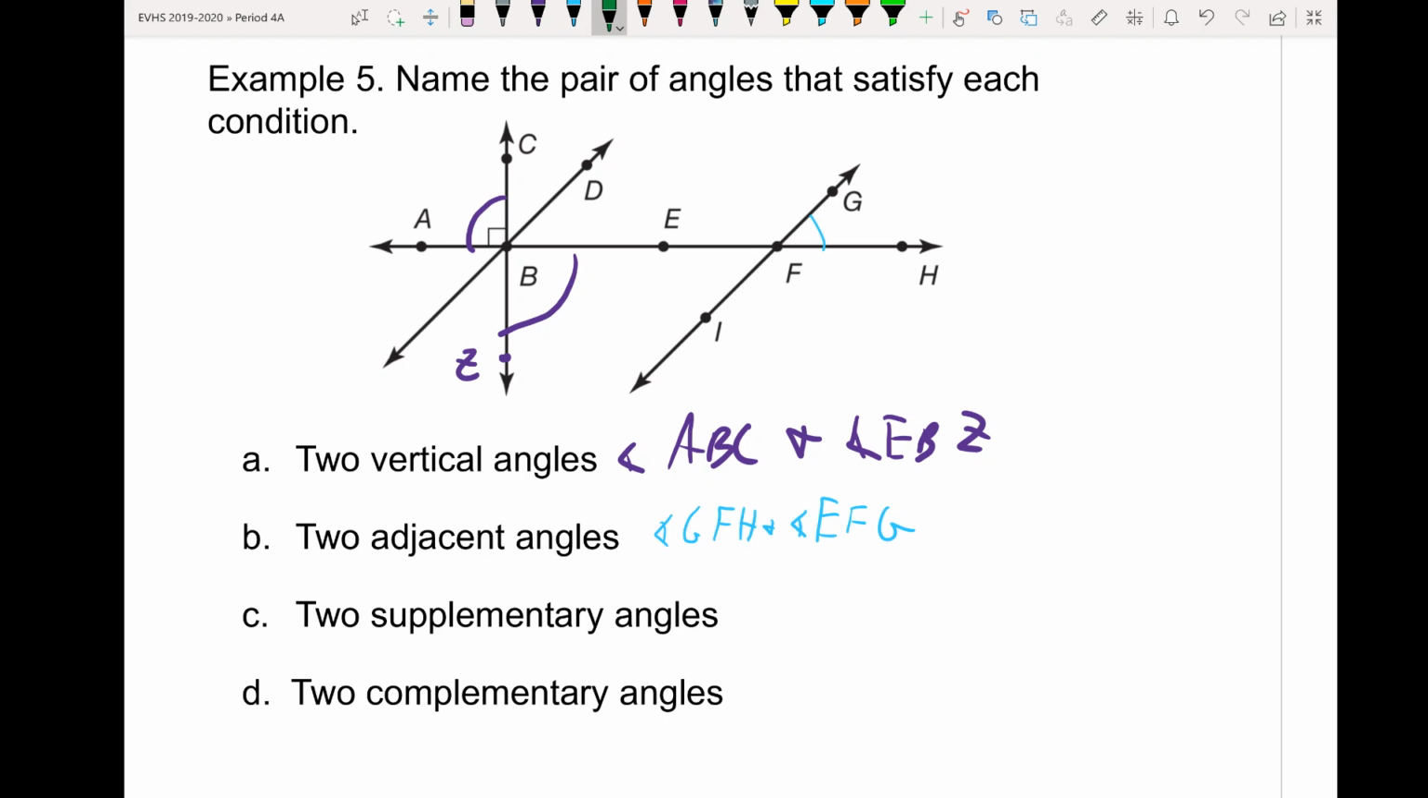All right, two supplementary. How many degrees is supplementary? They sum to 180. So let's just go with angle GFH again. GFH and? Yeah, EFG works again. Linear pairs.